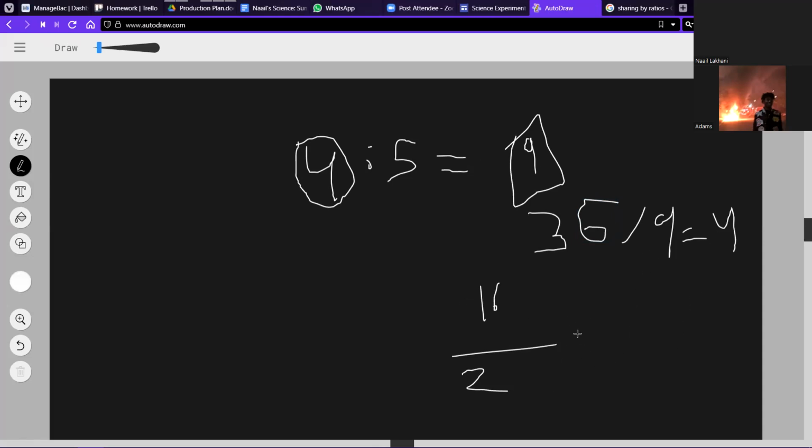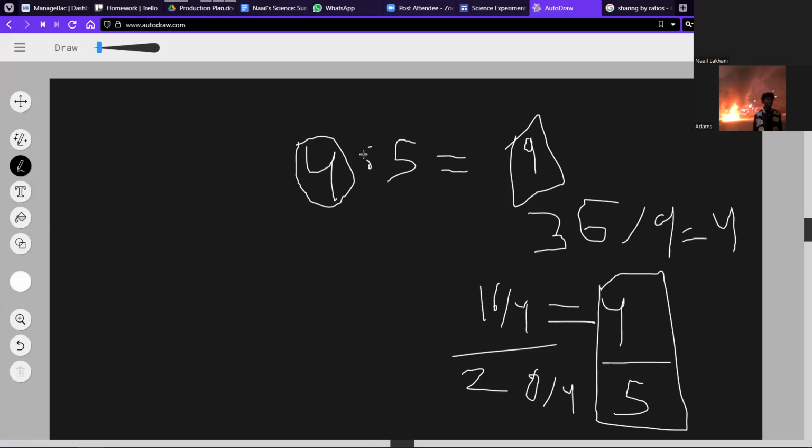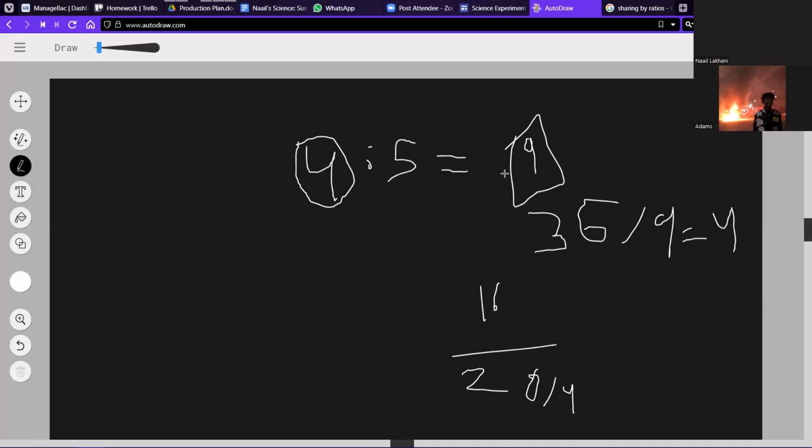Okay. And if you want, you can simplify it further, right? So let me just divide by 4. That'll give me 4 to 5. And so you know that you've shared it correctly when it simplifies to the original ratio. Okay. So do you understand or you don't understand? I think that's clear. Hopefully that's clear.